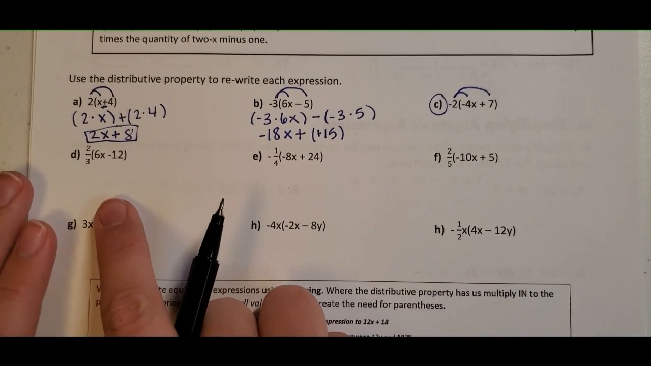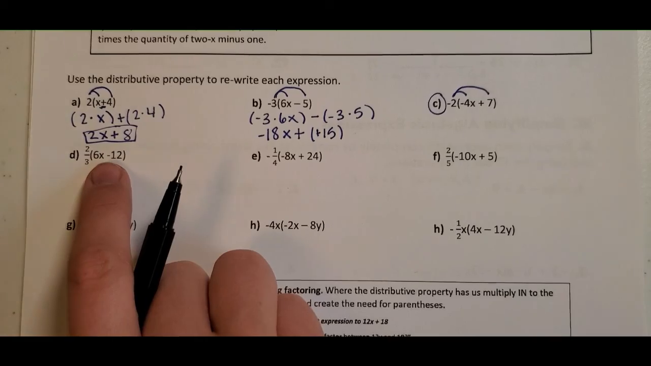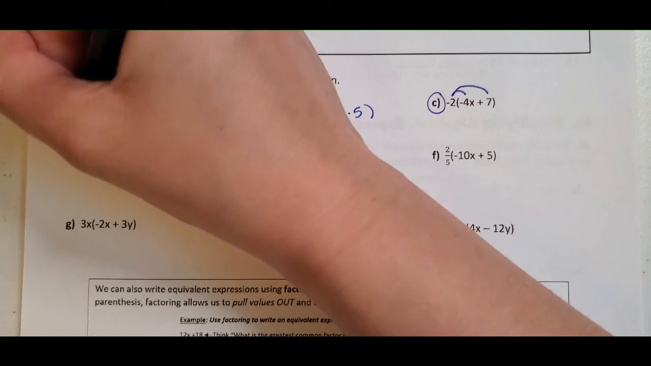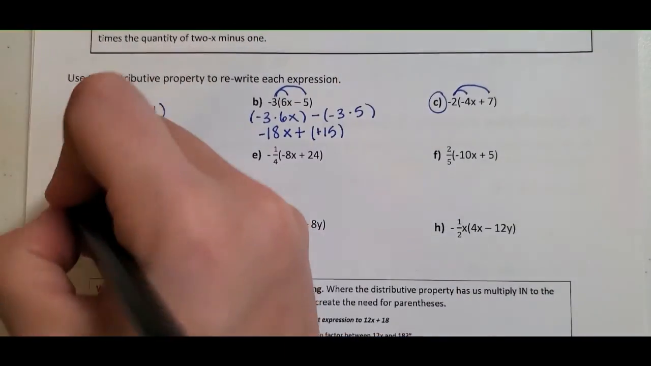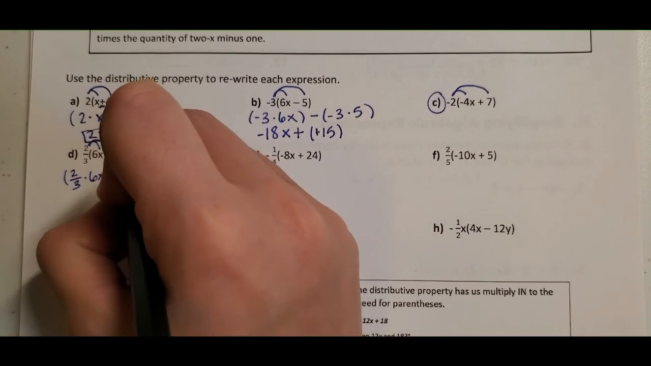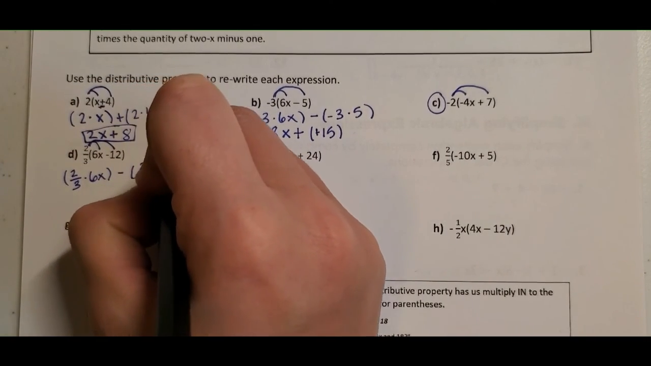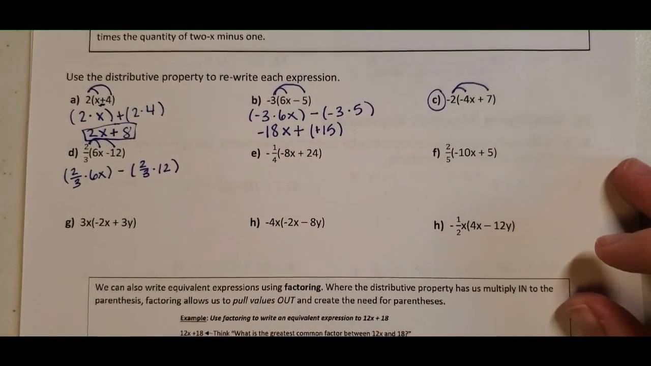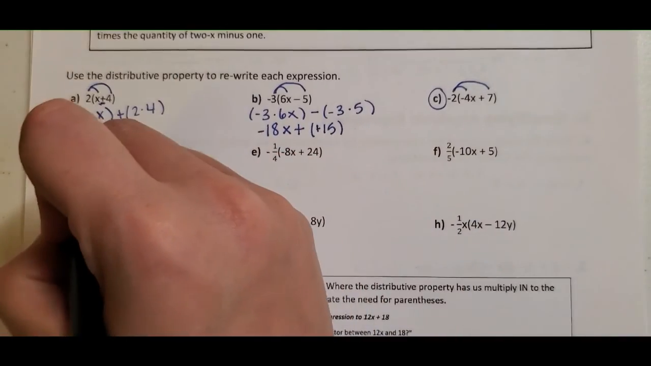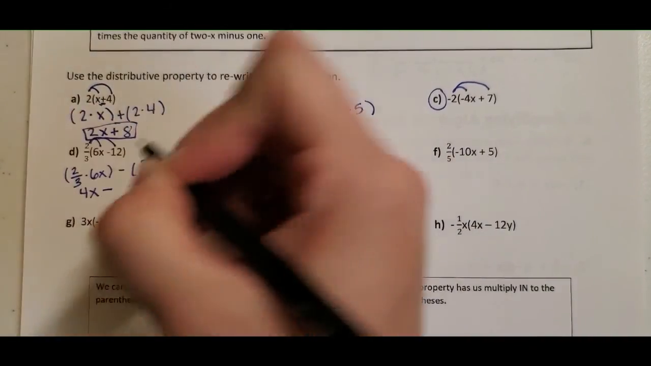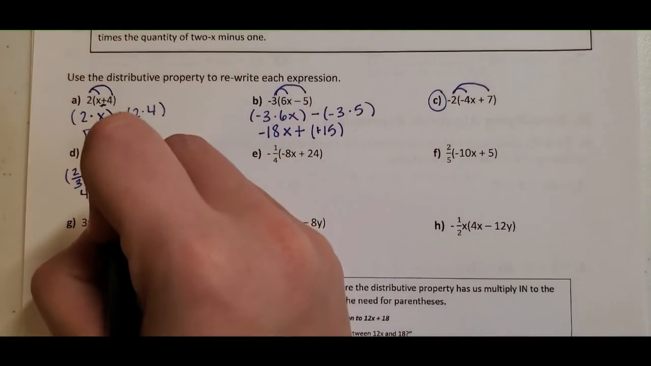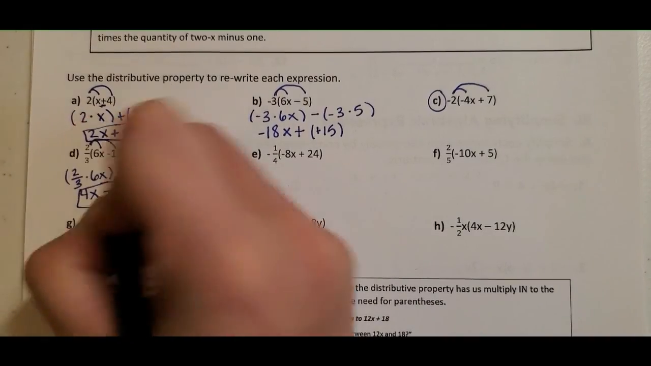Okay, looking at D. D, I have 2/3 times 6x minus 12. So even though this is a fraction, it's the same rule that applies. So I have 2/3 times 6x minus 2/3 times 12. So 2 times 6 is 12. 12 divided by 3 is 4. So this is 4x minus 2 times 12 is 24, and 24 divided by 3 is 8. So I have 4x minus 8.